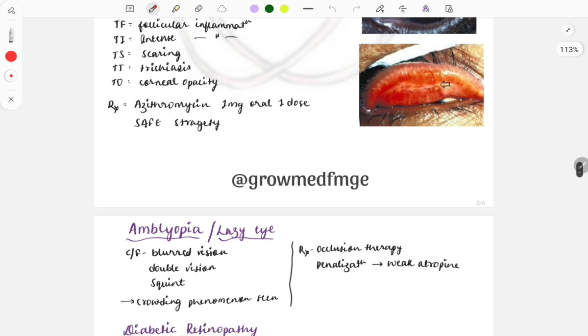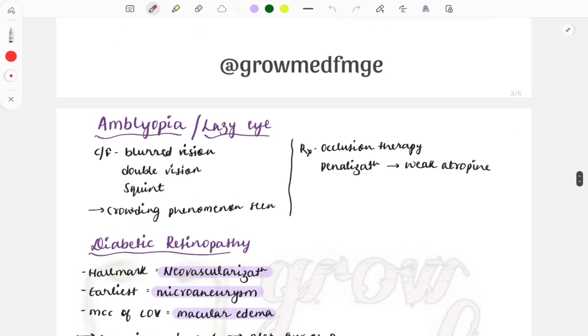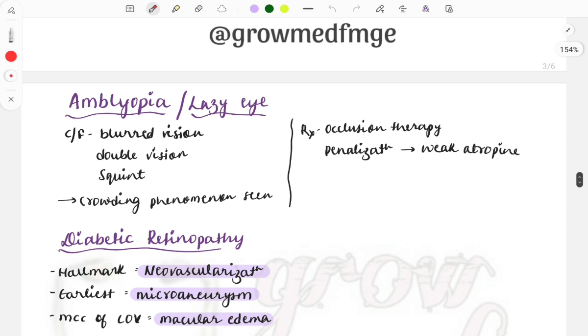Then moving on to the next important topic, amblyopia or the lazy eye. What we can see in this amblyopia is blurred vision, double vision and squint. This is most commonly seen in children aged 8 to 10 years. Between this age we can see this amblyopia.